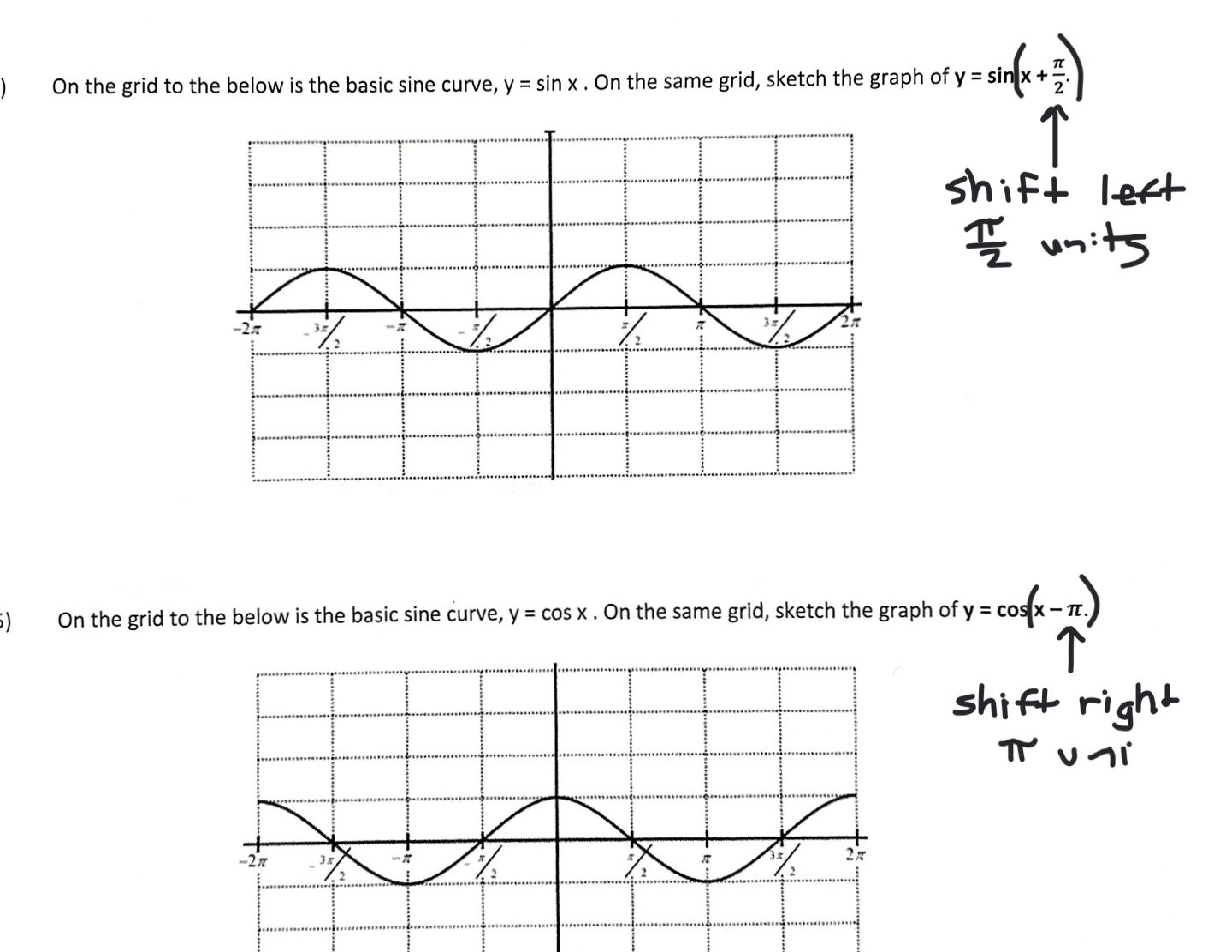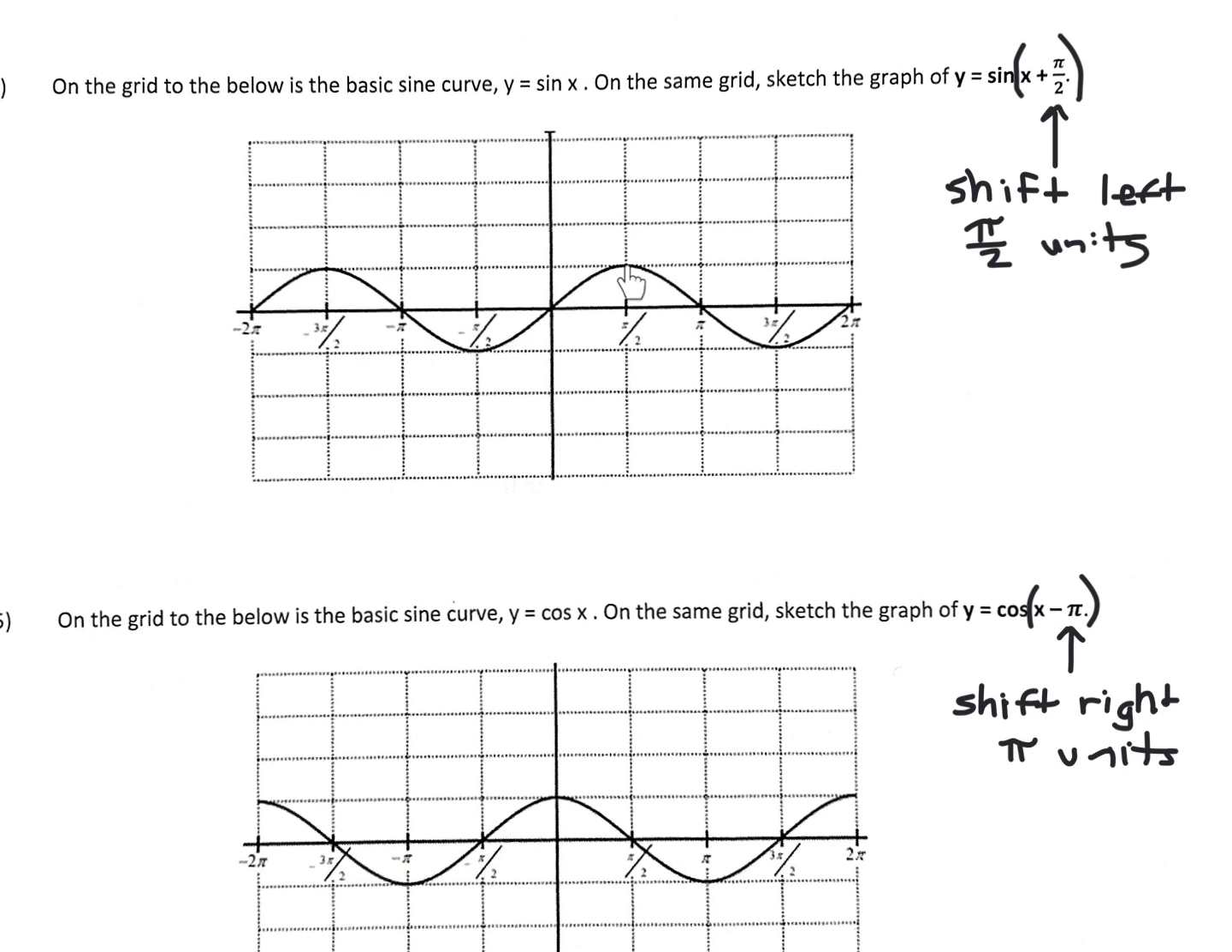All right, so let's do it. All right, let's start with number 24. So if we want to shift to the left pi over 2 units, you're going to take each of these points. I'm going to start with this one. This one's at pi over 2, 1.